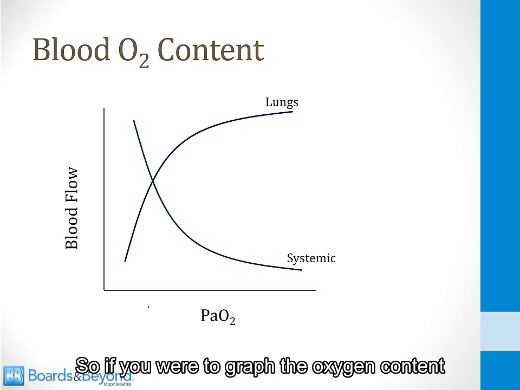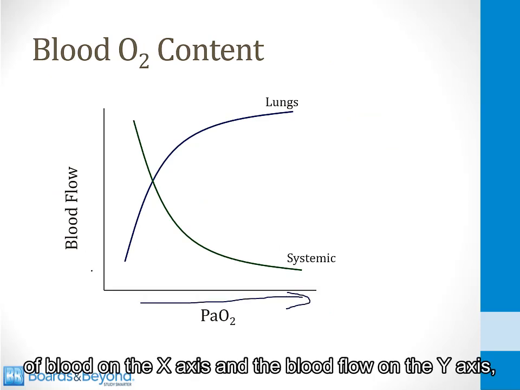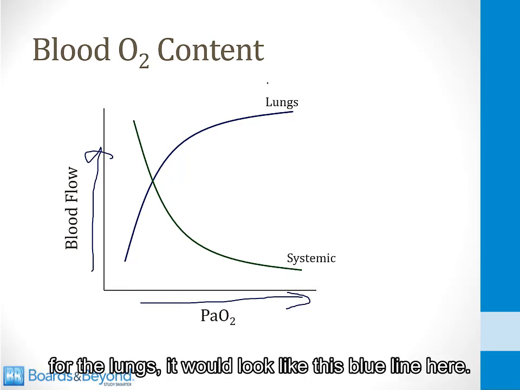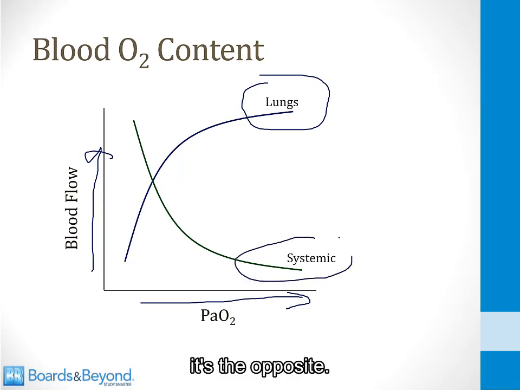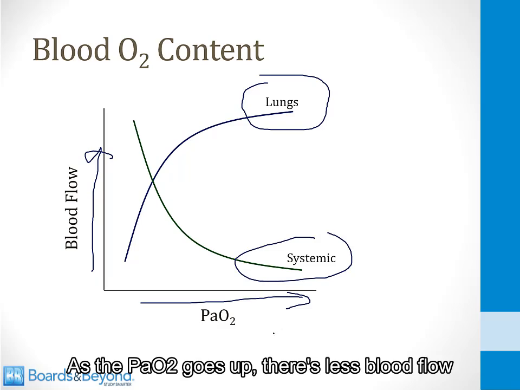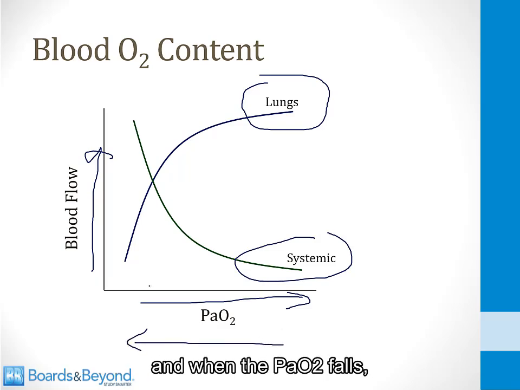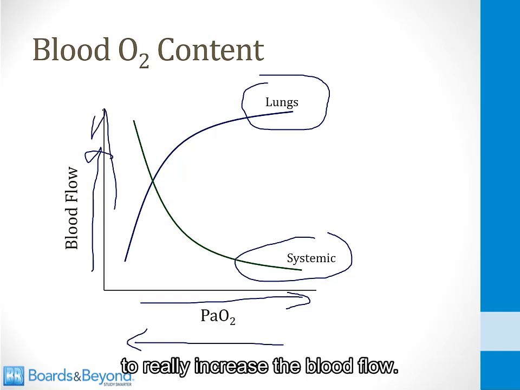So if you were to graph the oxygen content of blood on the x-axis and the blood flow on the y-axis, for the lungs it would look like this blue line here. As the PaO2 goes up, there's more blood flow. In the systemic circulation, it's the opposite. As the PaO2 goes up, there's less blood flow, and when the PaO2 falls, that's when those vessels dilate to really increase the blood flow.